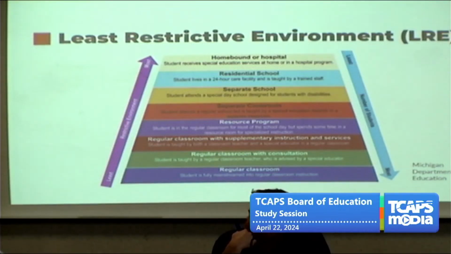Then we look at separate classrooms. TCAPS only runs a few of those, and we'll talk a little bit more about those. Then you have your separate schools. Northwest Ed is our colleagues that run our separate schools for the region. We have the Bridgeway program, which services students with autism or characteristics of autism. We also have our Creekside for our students with significant emotional impairments, and then we have Horizons for our students with several multiple impairments. Obviously, there's residential schools.